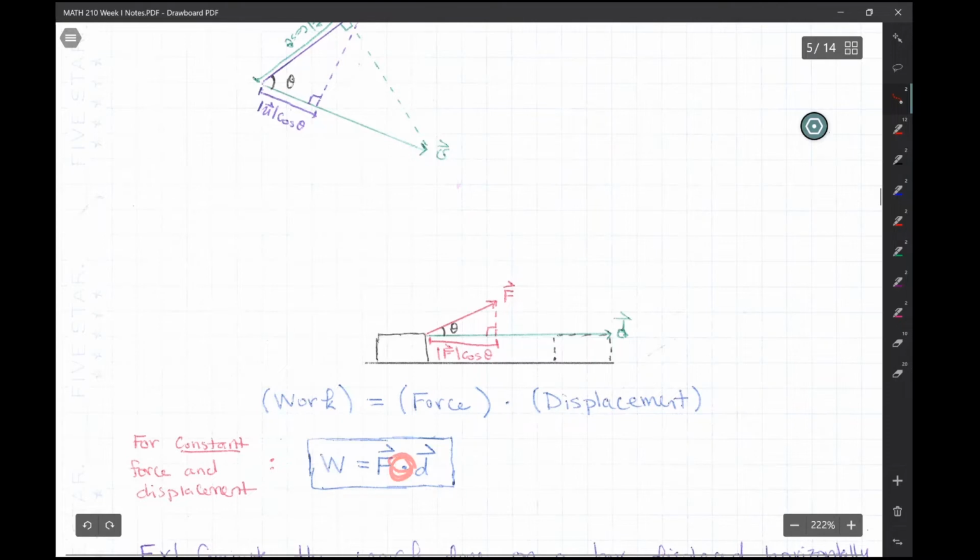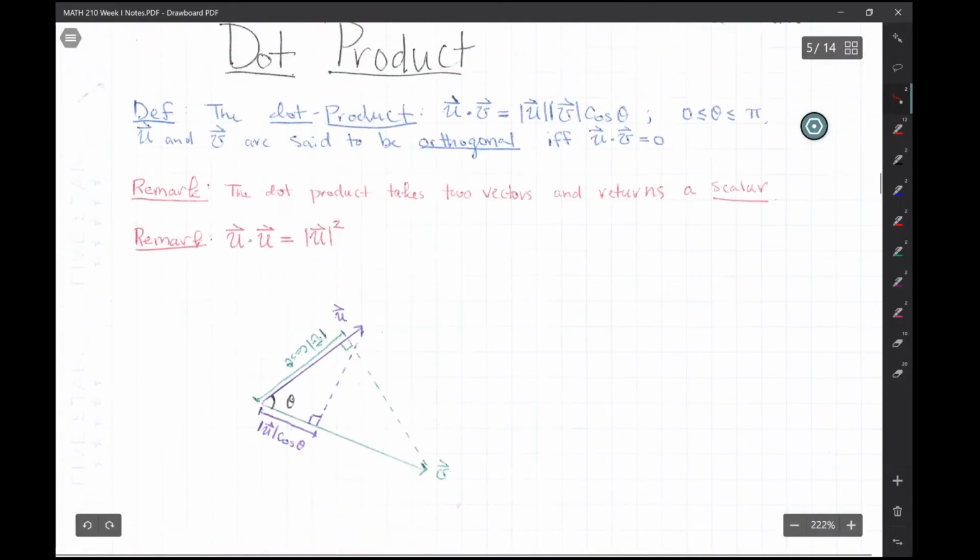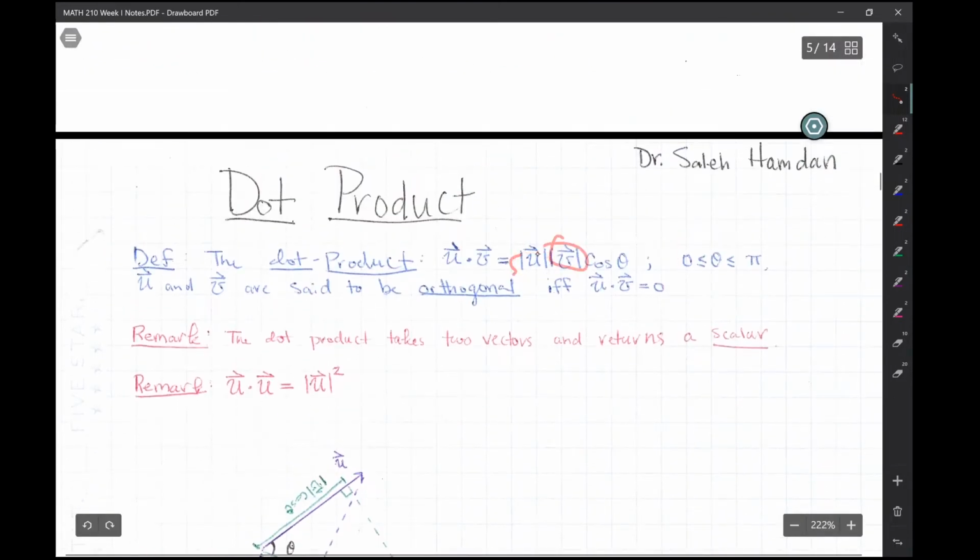So thanks to the dot product, we could quantify how much along the force vector is to the displacement. So when we have a constant force, so if someone is pulling at a constant angle and with a constant magnitude for the force, then we could just get the work by taking the force vector and dotting it with the displacement. And again, how do you dot it? Well, you just take the magnitude of each of these vectors, multiply it together, and then multiply by the cosine of the angle between them.